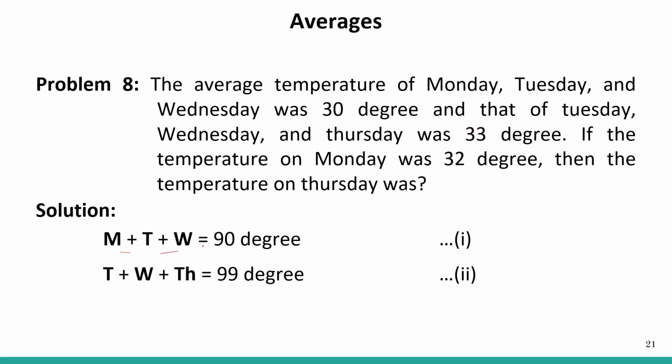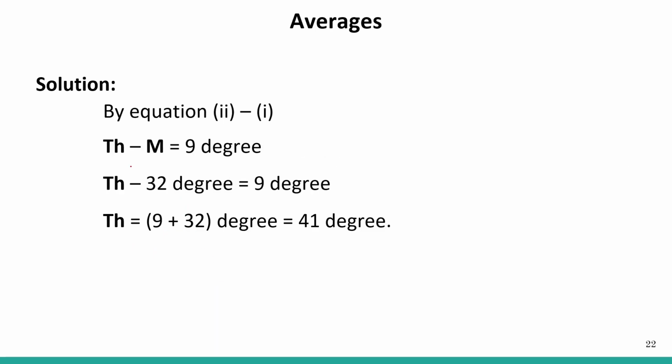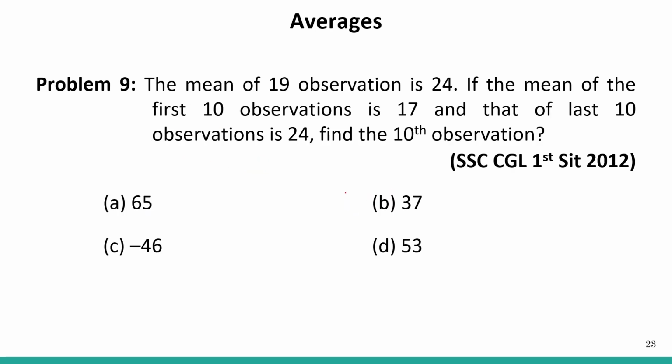So Monday plus Tuesday plus Wednesday is equal to what? 90 degrees. So the Tuesday, Wednesday and Thursday temperature total was 99 degrees. Okay, so Thursday minus Monday will be what? 9 degrees. Thursday minus 32 will be 9 degrees. So Thursday is equal to what? 32 plus 9, which is equal to 41 degrees. So 41 degrees will be the correct answer.